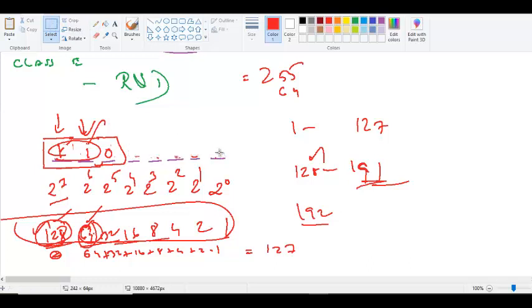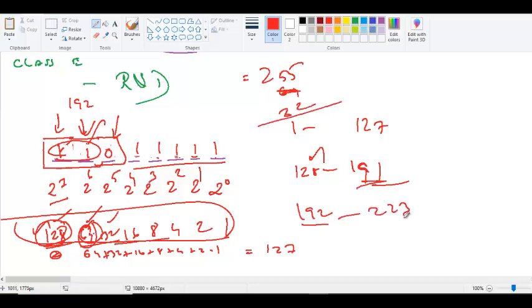When you turn on these bits, what do you get? 192 plus these things. Or in a simple way, if you need to do 255 minus, what is the value of this place? 32, which is 223. 255 minus 32 is 223.